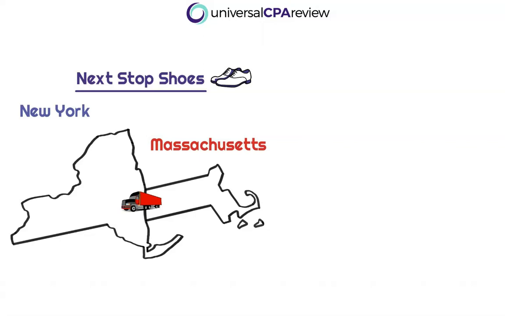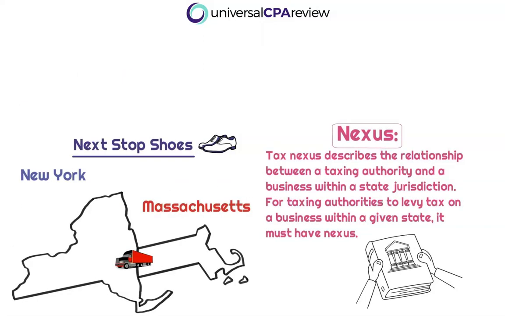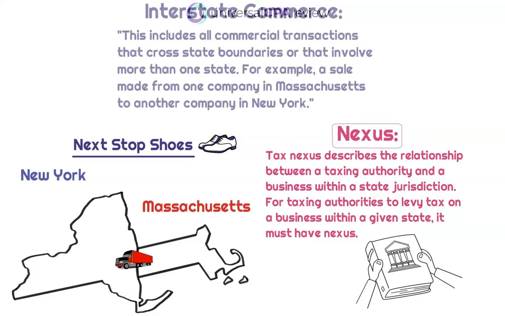That being said, there are some tax-related issues when it comes to distributions that go from one state to the next. Next Stop does a lot of distributions across state lines. So they have what's referred to as interstate commerce, right? A lot of their customers are based out of New York. So when you're thinking about Next Stop, you're thinking nexus.